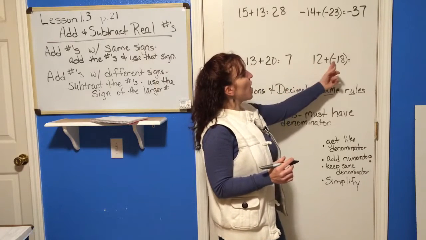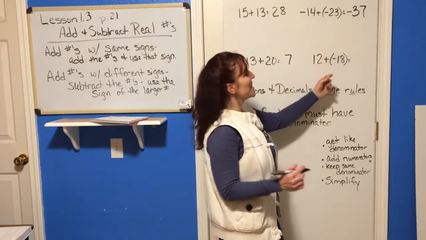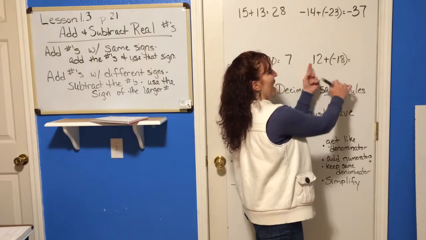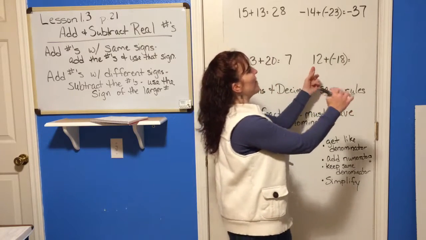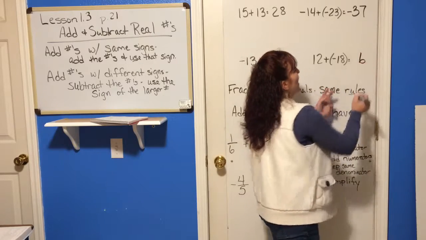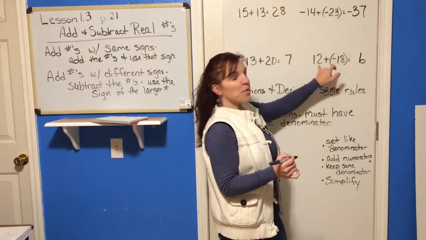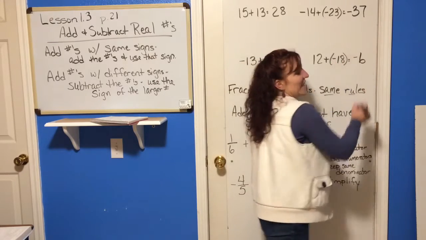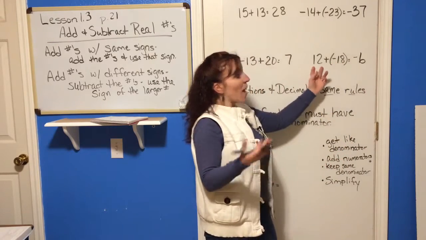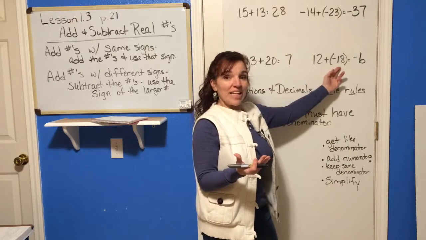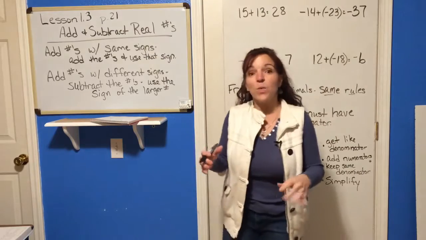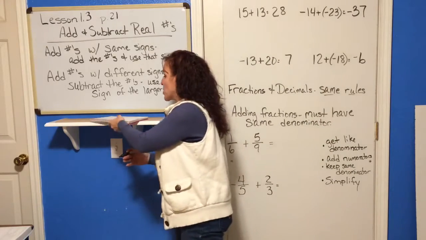All right, same thing here. You've got a positive 12 and a negative 18 that you're adding together. The signs are different, so you're going to subtract. You're going to take the 18 minus the 12, and that's 6. But the 18 is bigger than 12, and the 18 is negative. So your answer is a negative 6. In other words, you had $12 and you borrowed 18, so now you're actually in debt $6. So that's where those positive and negative numbers come from.